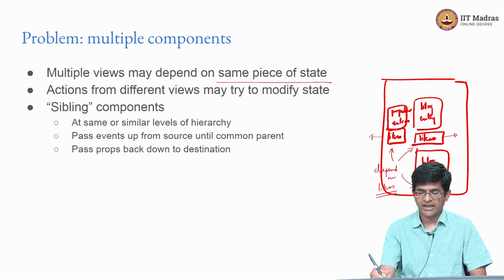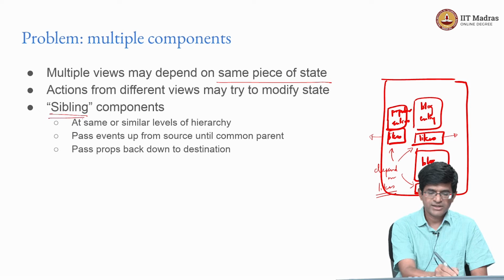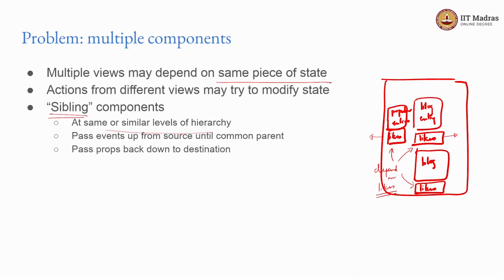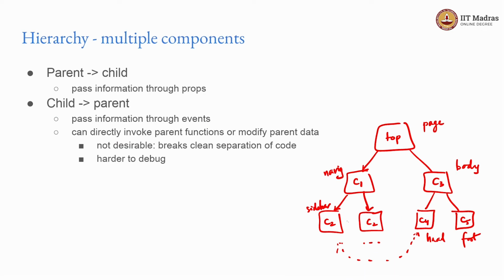Or on the other hand, I might have some way by which I can cancel or delete some number of likes from another view. So especially in this case, we have this notion of what are called sibling components, things that are at the same or similar levels of hierarchy. It's not a direct parent-child relationship, in other words. Going back to this previous one, these two are what we will call siblings. These two would also be siblings. For that matter, even C2 and C4 over here could be considered as siblings.